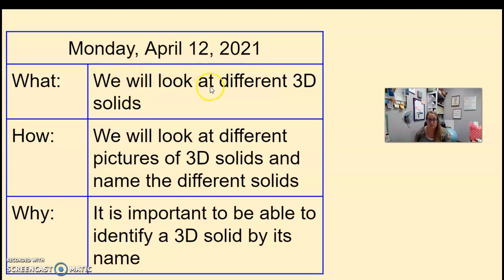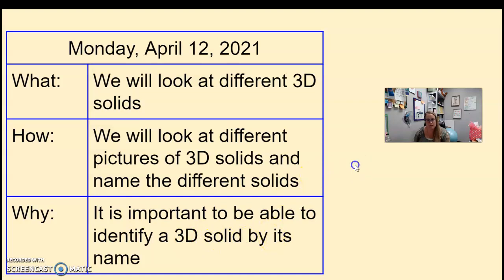Today we are going to look at different 3D solids. We will look at different pictures of 3D solids and we're going to name the different solids. And why are we going to do this? Well, it's important to be able to identify a 3D solid by its name.